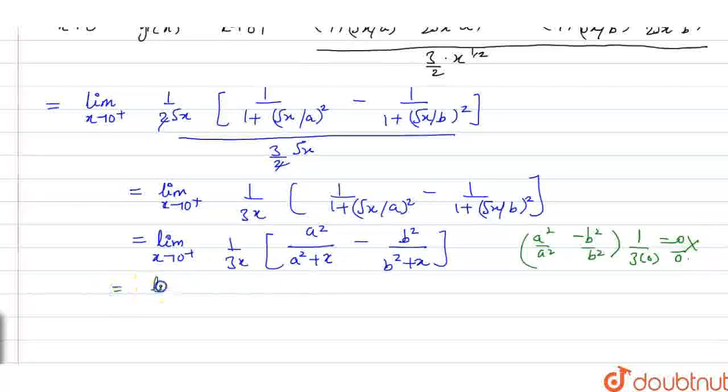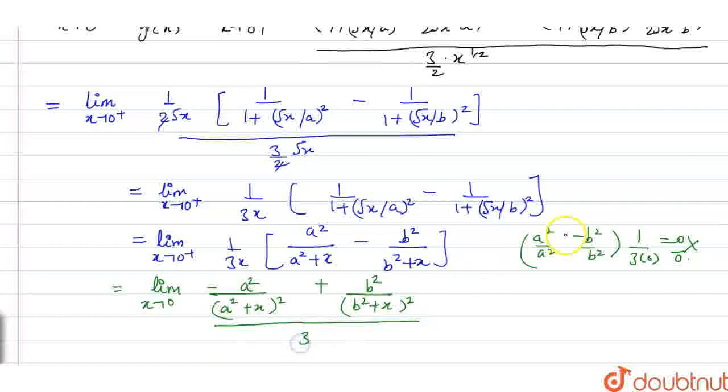So when we apply L'Hopital here, this becomes limit x tending to 0, and this is the numerator part, a square upon a square plus x. So after differentiating this, we obtain minus a square upon a square plus x whole square, because differentiation of 1 upon x is minus 1 upon x square, and the value of this becomes b square upon, this becomes b square plus x whole square, right? And in the denominator part we have 3x, so differentiation of 3x is equals to 3.